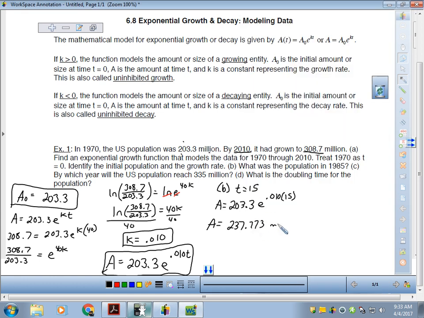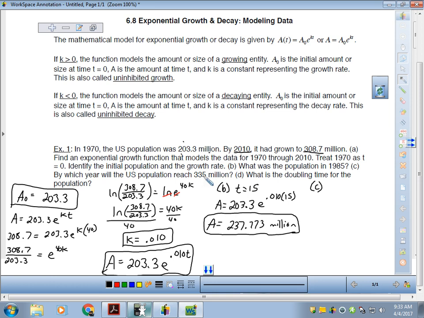And that is measured in millions. So that's how many million people were in the U.S. in 1985. Right. Part C asks, by which year will the population reach 335 million?